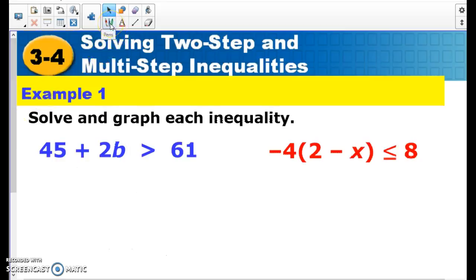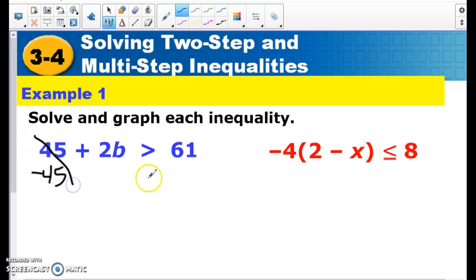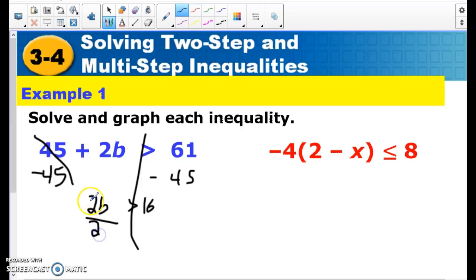Here I have 45 plus 2b is greater than 16... 45 plus 2b is greater than 61. It is a positive 45, so I am subtracting 45 from this side. Again, if you'd like to draw that line down the middle so we kind of know what we're talking about when I say left side or right side, that's what I'm talking about. There's still a left side, there's still a right side, even though there's an inequality. So I have 2b is greater than 16. I end up dividing both sides by 2, and I end up with b is greater than 8.